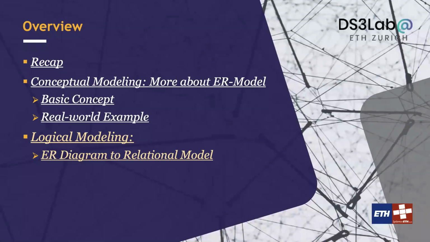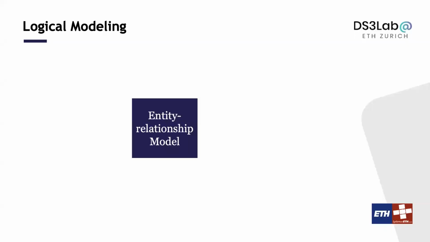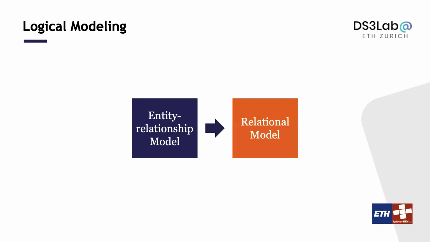Okay, so now let's move on. We talked about conceptual modeling, to specify all the concepts you have in your applications. Now we need to implement that in some way, and that comes to the second part, logical modeling. So what is logical modeling? On one side, you have your entity relationship model, which is the conceptual model, and we want to translate that into some data model.